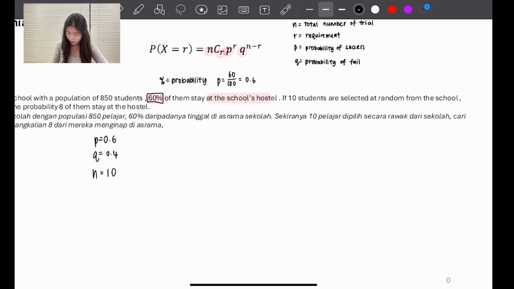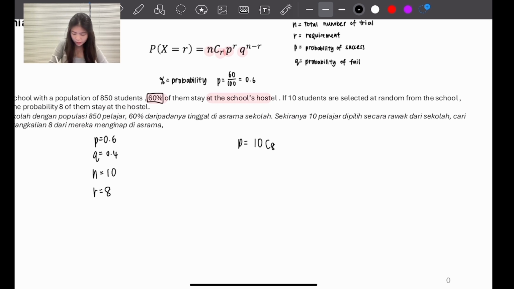What we are trying to find is the probability that exactly 8 of them stay at the school hostel, right? So r will be equal to 8, because r is the number we are looking for. Now we have all the information, so you can start calculating. We can write down here P equal to, out of 10 students, we need to find the probability of 8. So 10 choose 8, 10C8.